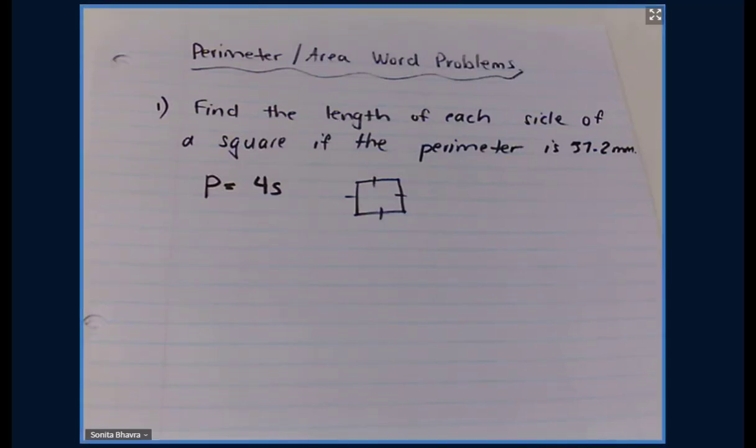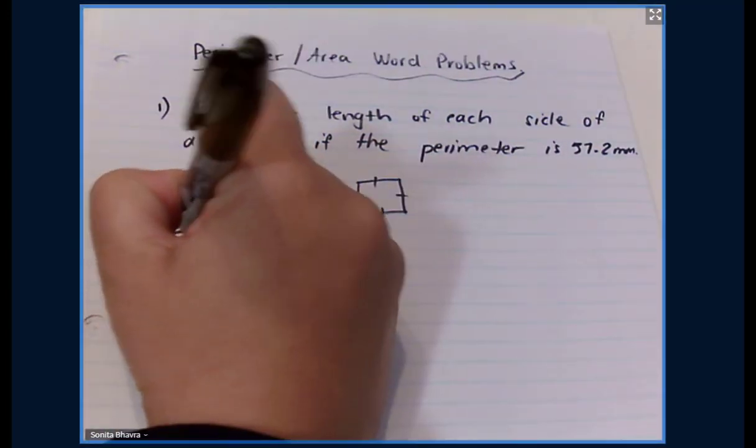All right, so today we are looking at perimeter and area word problems. Our first example here is find the length of each side of a square if the perimeter is 57.2 millimeters. So our equation for perimeter is P equals 4S, and we are given the perimeter, which is 57.2.